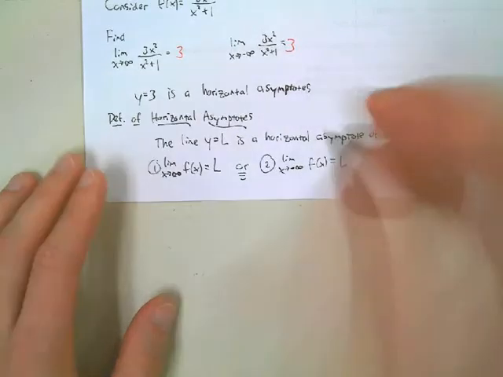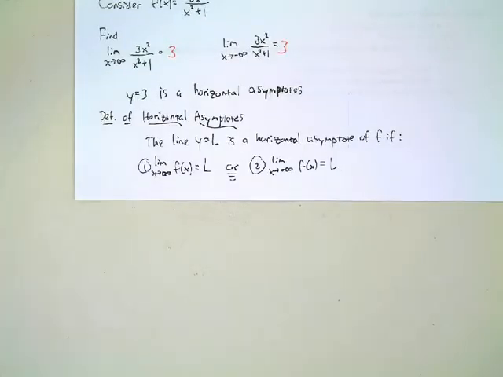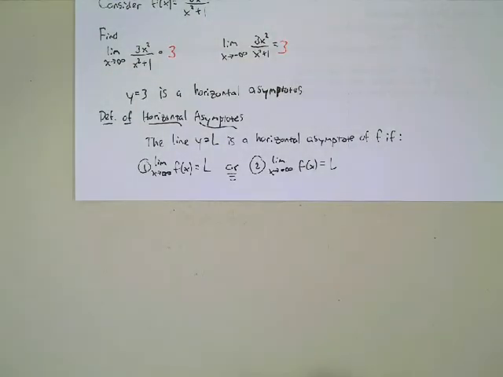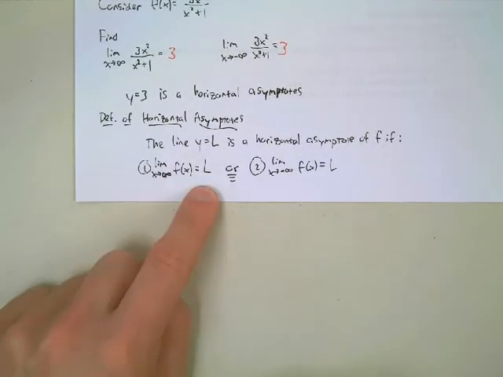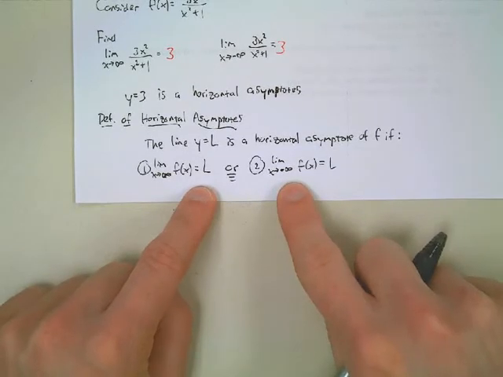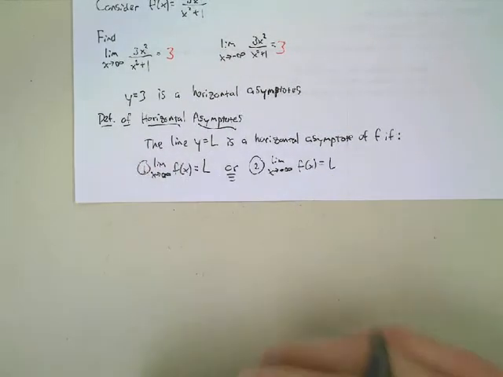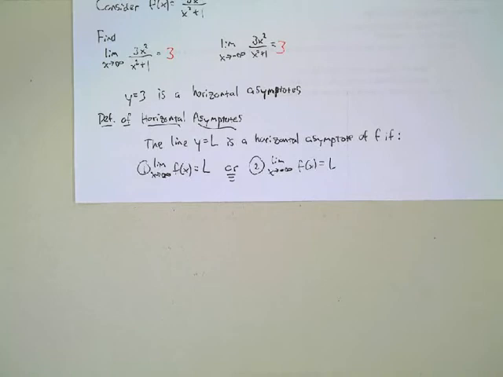Okay? So that means we could potentially have more than one horizontal asymptote. If our limit as x approaches positive infinity goes to one number, and our limit as x approaches negative infinity goes to another number, then we could have 2 horizontal asymptotes. We could have 2 different ones there.